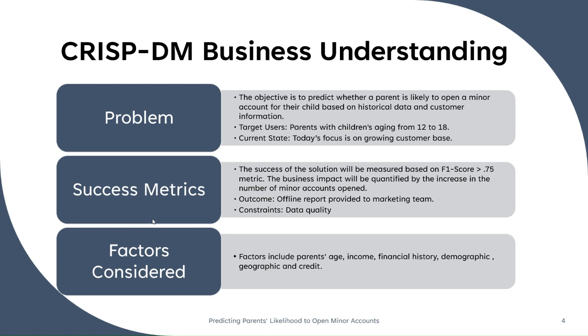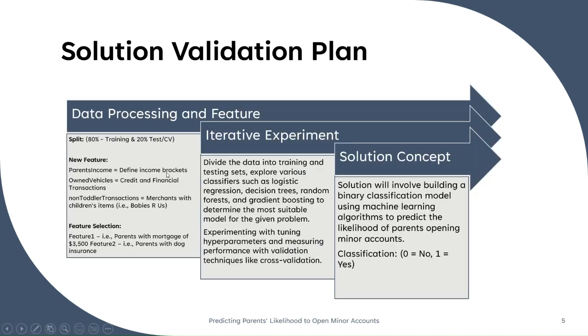To understand the predictability, we'd like to use the F1 score, and we'd like to increase the accuracy by 0.05, which is up to 0.75. The outcome of this will be a report which will be provided to the marketing team for a marketing campaign. We do see a constraint, which is data quality. The reason being that we have quite a bit of data sets that we're factoring in, including age, income, financial history, demographics, geographics, and credit data, which are very different types of data sets.